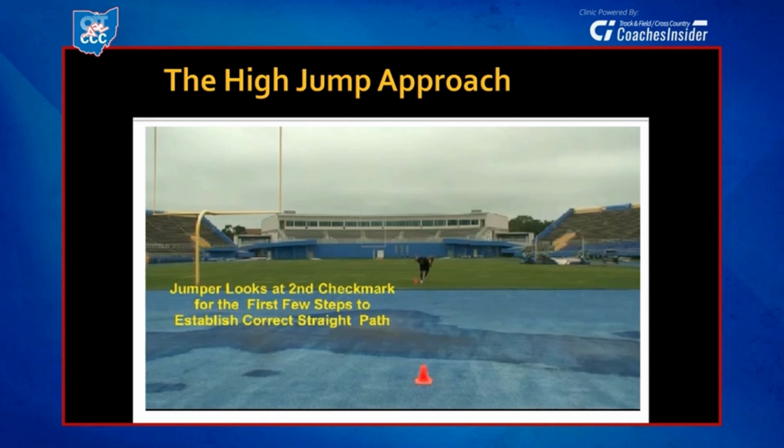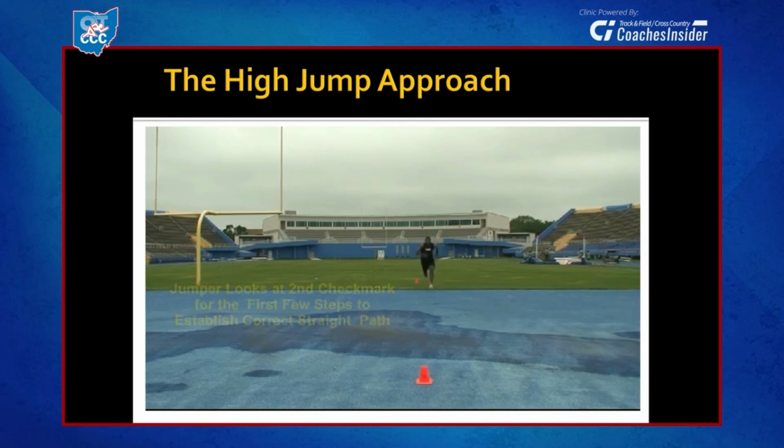Now, visual focus in the approach. For the first few steps of the approach, this jumper is looking at this check mark to make sure that they're not drifting and that they're staying on the line. So the visual focus here is directly at that check mark.